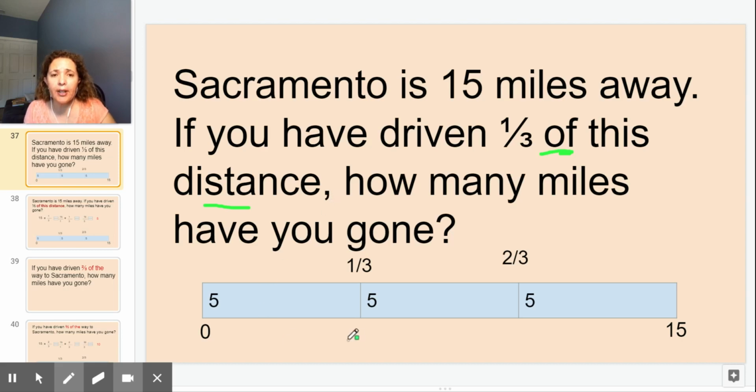So one way to look at it is when we did our comparison bars, right? So I know it's 15. I know it's got to equal 15, and I know it's broken up into thirds, right? So remember, it's the same thing as 15 divided by 3, which is 5. So if I were to do that, I get 5, 10, 15. This is 1/3, 2/3. So I've gone 5 miles.